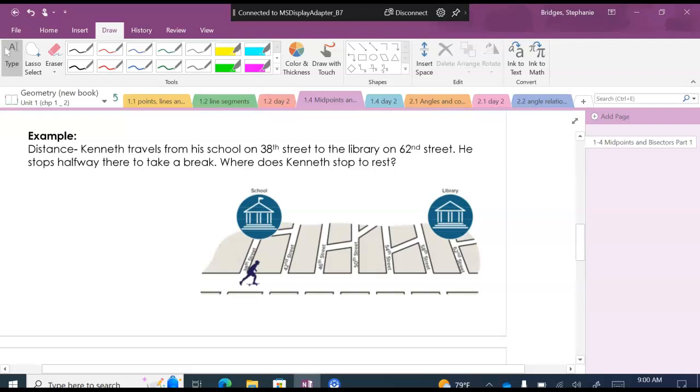It says Kenneth travels from his school on 38th Street to the library on 62nd Street. He stops halfway there to take a break. Where does he stop? Now, is there a number line on this one for me to add and divide by 2? No, but it's a picture, so what can I just do?